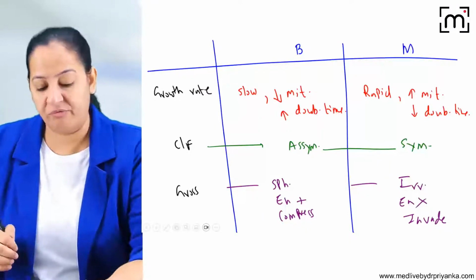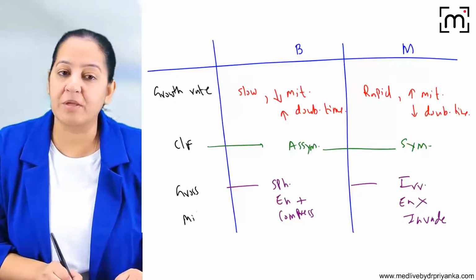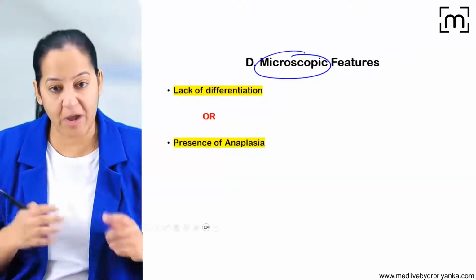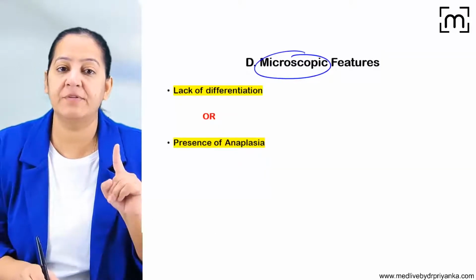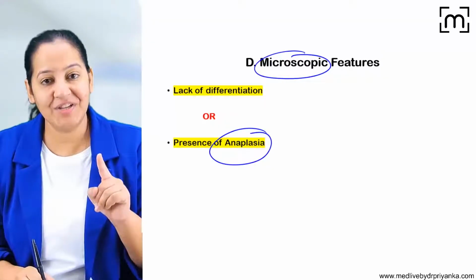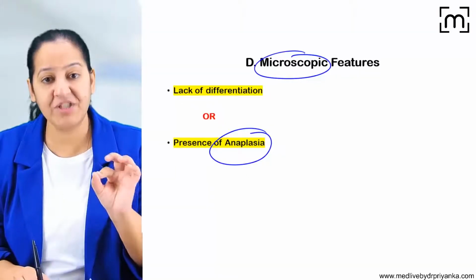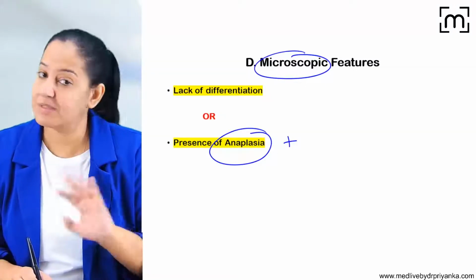Now coming on the fourth feature, based on the microscopy, the most important one. Based on the microscopy, how to differentiate them. Now there is a term you have to understand here. The name of the term is anaplasia. Anaplasia is a hallmark of malignancy. Anaplasia is present in malignant tumors, not in benign tumors.